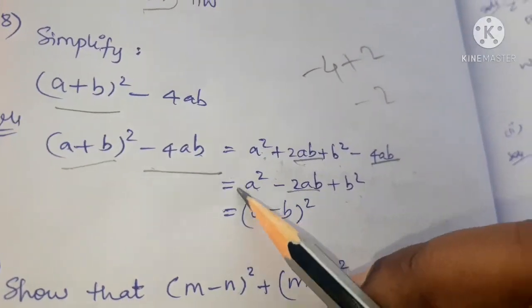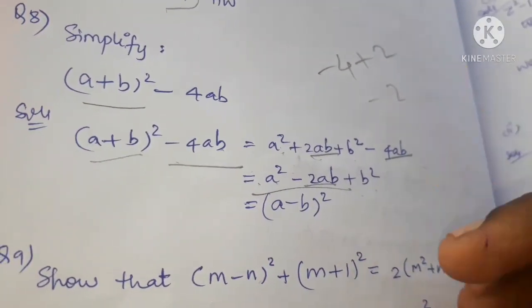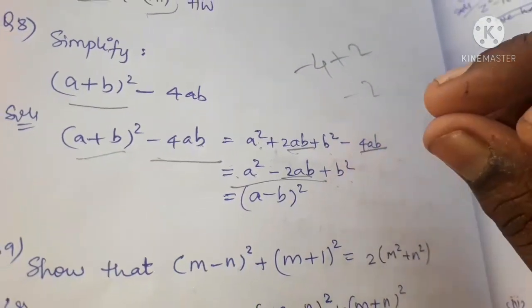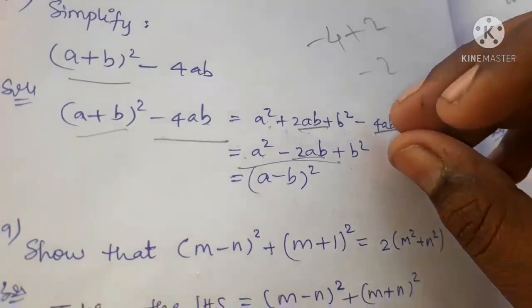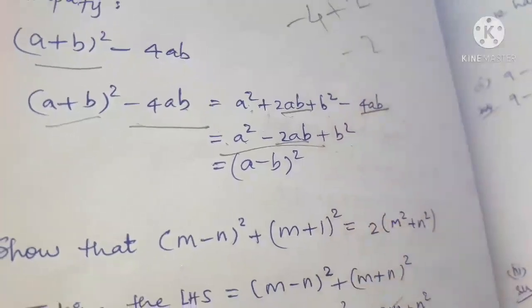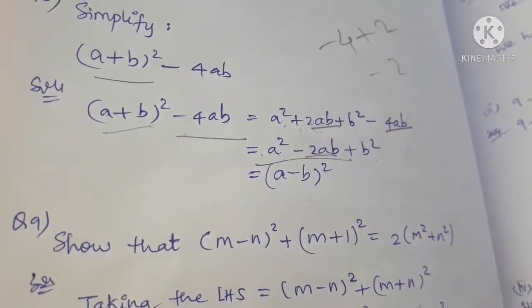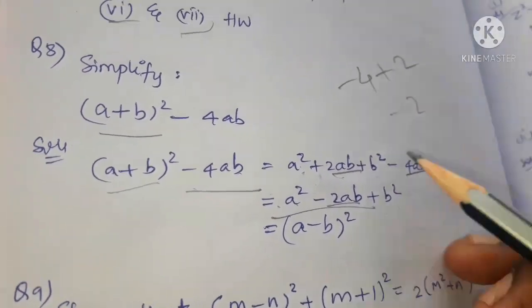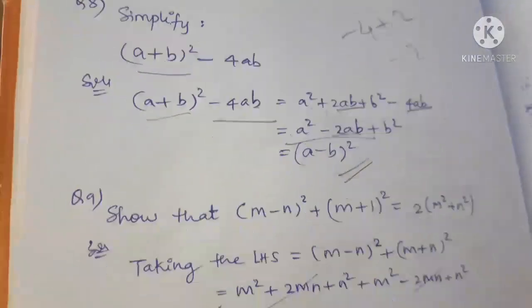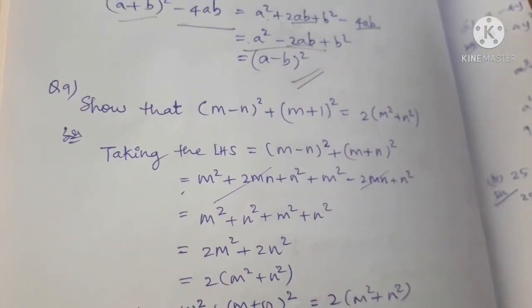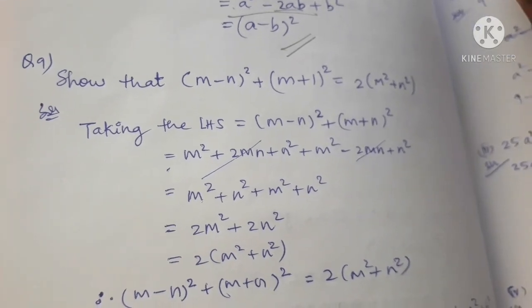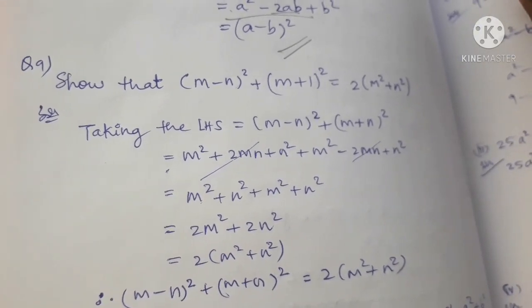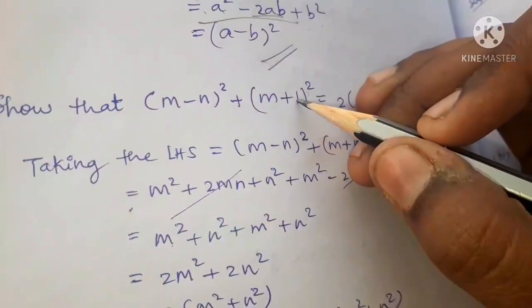Okay, now you should think this abbreviation is of the formula (a minus b) whole square, right? So we should just substitute (a minus b) whole square. Okay, so this will be your simplified answer. Ninth one, show that (m minus n) whole square plus (m plus n) whole square equal to 2 into (m square plus n square). This is n. Okay.